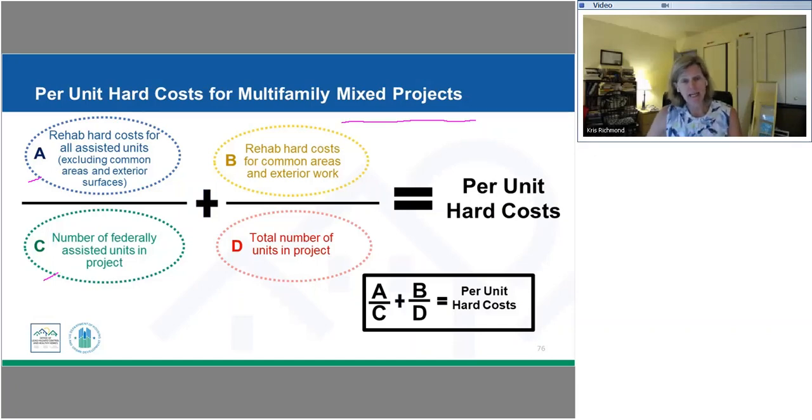And then we're going to add that to the right side of the formula. So we're going to be looking at the rehab hard costs for common areas and exterior work. That's going to be divided by the total number of units in the project, and that's going to come up with the per unit hard cost. Because remember, we want to compare the per unit hard cost to the amount of federal assistance per unit, and figure out which is the lesser of. So we're just trying to show you how to determine the per unit hard cost for projects that may not all be federally assisted.